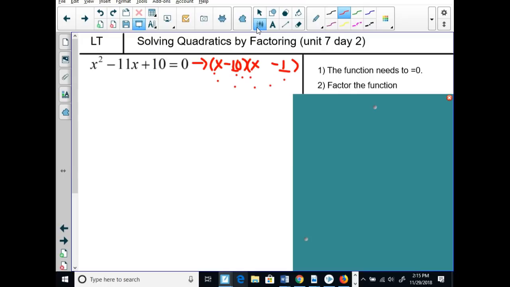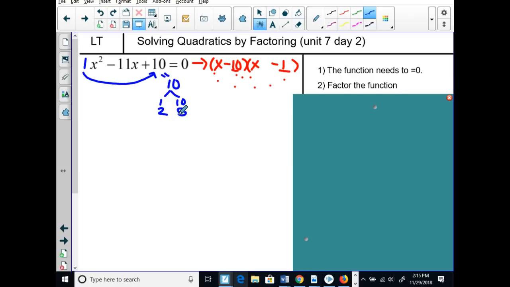But those of you who can't do guess and check very well, try practicing this with me. I'm going to take this first coefficient and multiply it by the last coefficient. 1 times 10 is equal to 10. I'm going to write out all the factor pairs of 10. So 1 and 10, 2 and 5, and that's it.